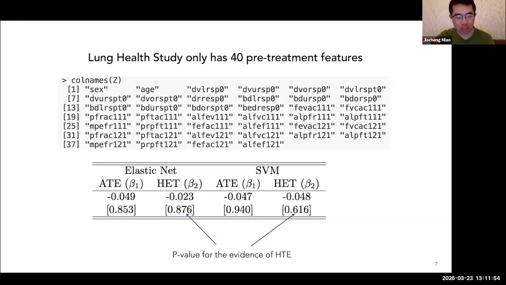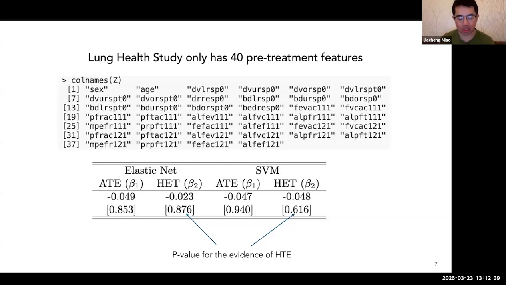And if you look at the long-term study, it only has 40 pretreatment features. People will typically measure something that they care about in their studies. So it has the biological sex, age, and a lot of baseline variables about their lung functions and about their BMI. These are the things that are typically measured, but it only has 40 features. And if you apply the state-of-the-art method on these 40 features to estimate the heterogeneous treatment effect, you can see here are the p-values. So there's actually no evidence for any heterogeneous treatment effect.